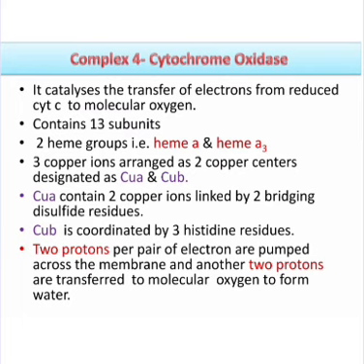Complex 4, cytochrome oxidase. It catalyzes the transfer of electrons from reduced cytochrome C to molecular oxygen. It contains 13 subunits, 2 heme groups, that is heme A and heme A3, and 3 copper ions arranged as 2 copper centers designated copper A and copper B. Copper A contains 2 copper ions linked by 2 bridging disulfide residues. Copper B is coordinated by 3 histidine residues. 2 protons per pair of electrons are pumped across the membrane and another 2 protons are transferred to molecular oxygen to form water.